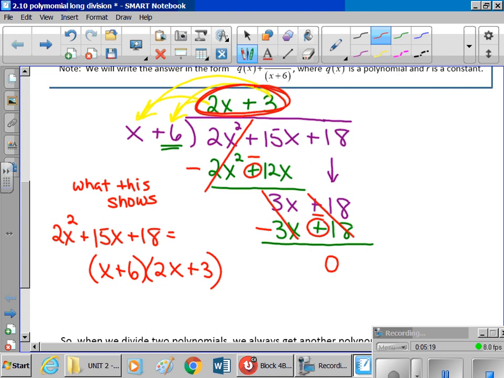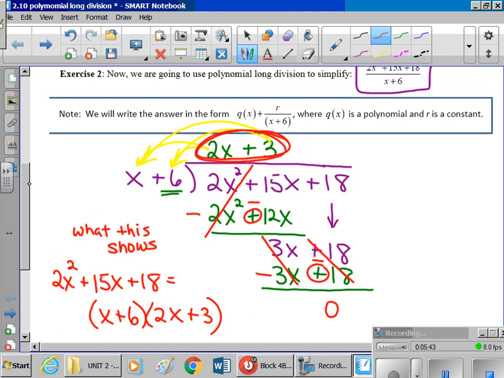And this is only true when you have a remainder of 0. Don't worry if it's a little confusing. Stop, write it down. I think the most important thing to do sometimes with these is put your pencil down and watch it. And then pick your pencil up, pause it, and write down what you need to. All right?